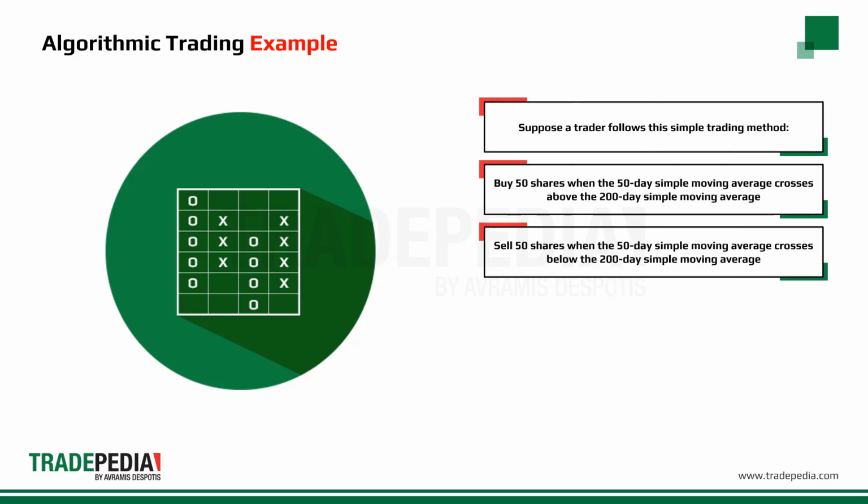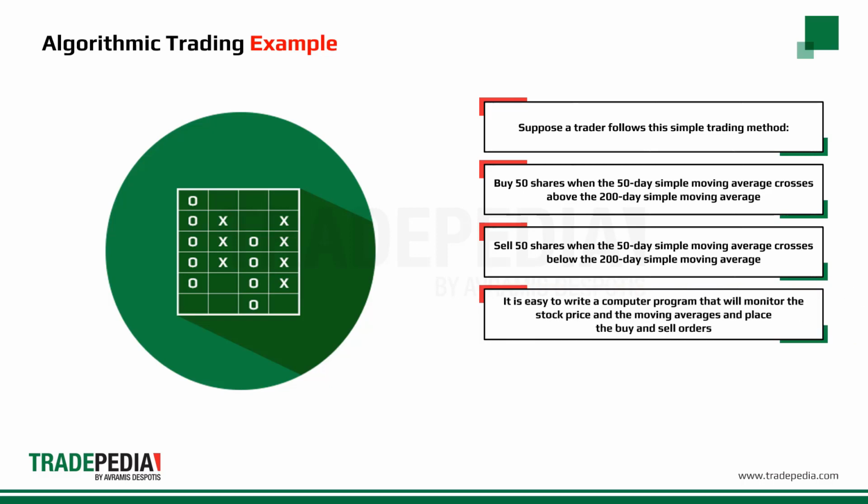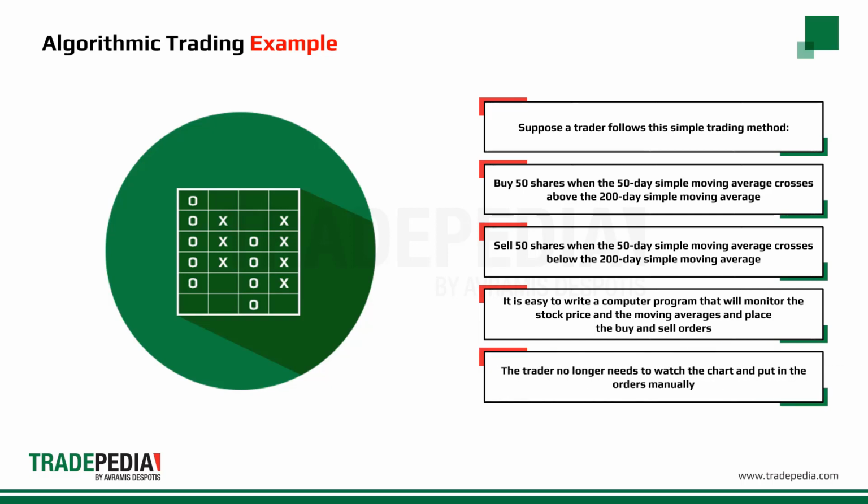Using these two simple conditions, it is easy to write a computer program that will automatically monitor the stock price and the two moving averages and accordingly place the buy and sell orders when the defined conditions are met. The trader no longer needs to watch the chart and put in the orders manually. The algorithmic trading system automatically does it for him by correctly identifying the trading opportunities the moment they occur.